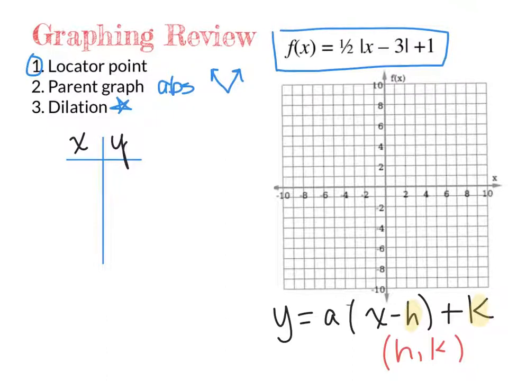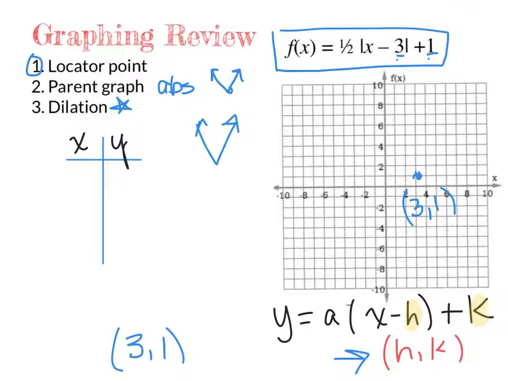So we know it's an absolute value, and the locator point is the h, k right here. In this case, the locator point is (3, 1). That is because the negative is already there, so we're just going to drop in the 3 and 1, and we're going to plot that locator point right here. And we know it's going to be absolute value. It's just going to look something like this.